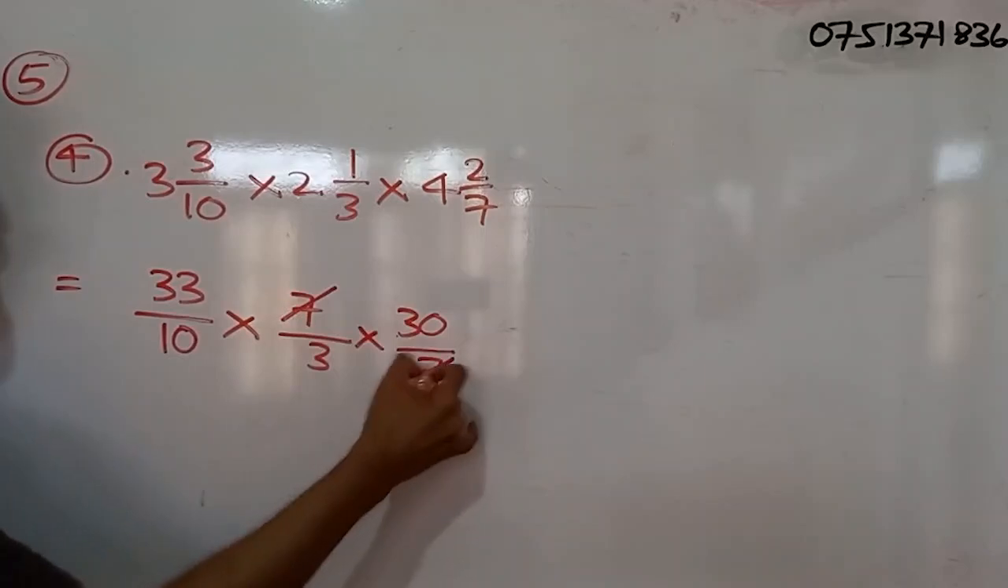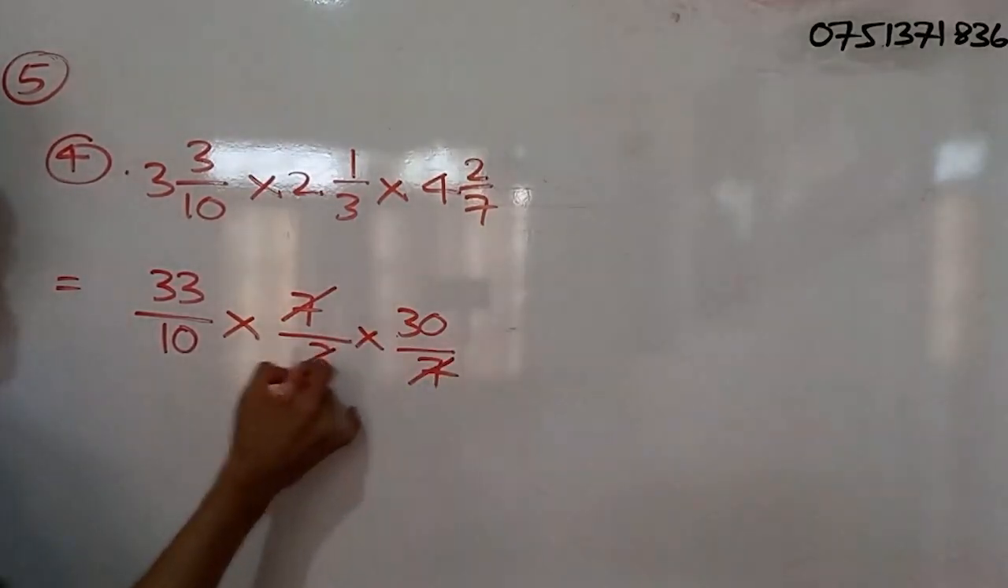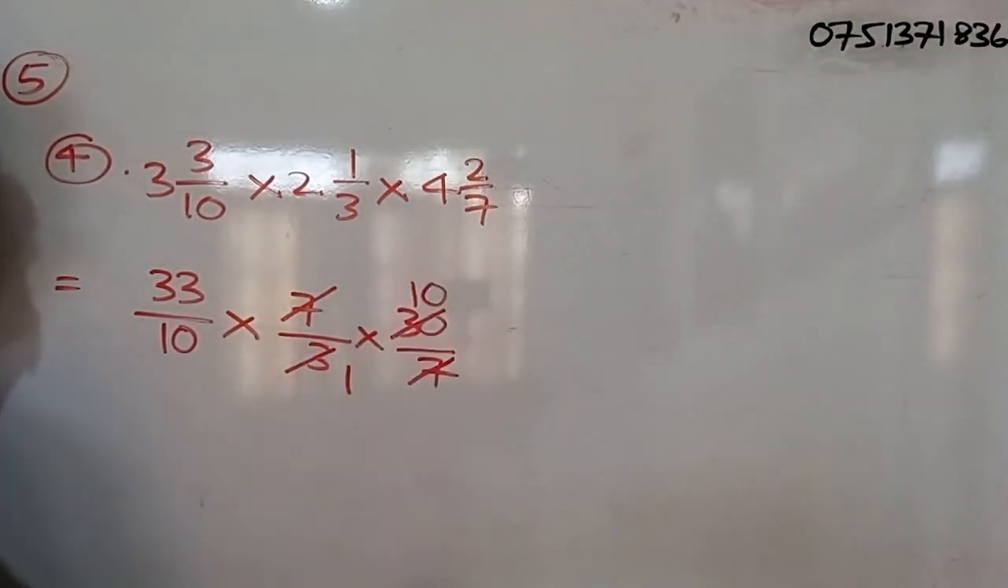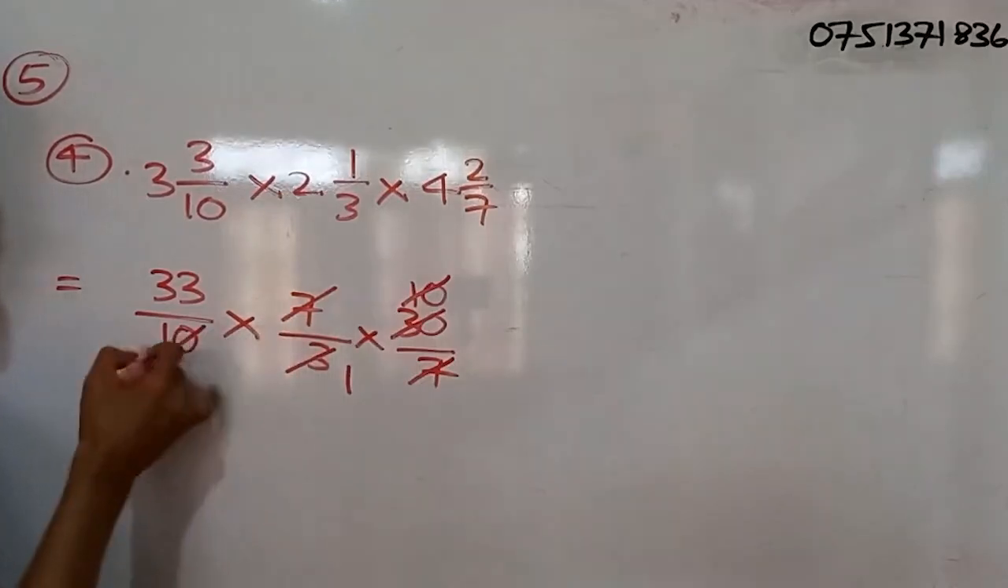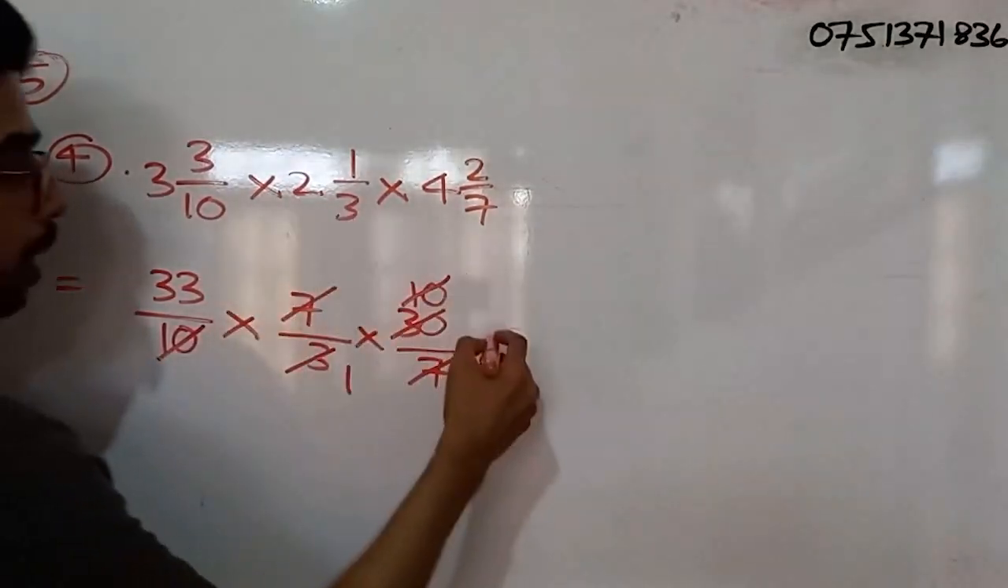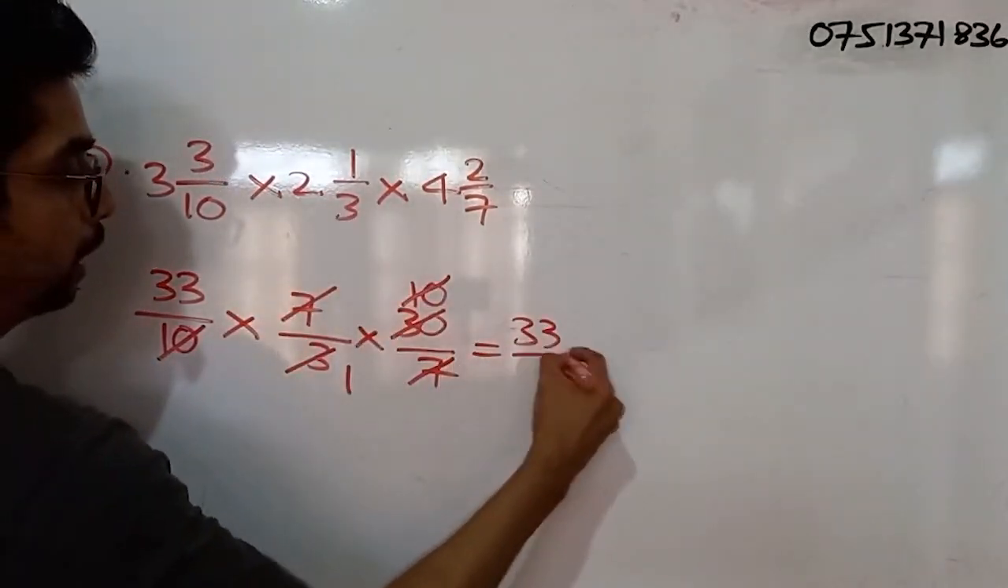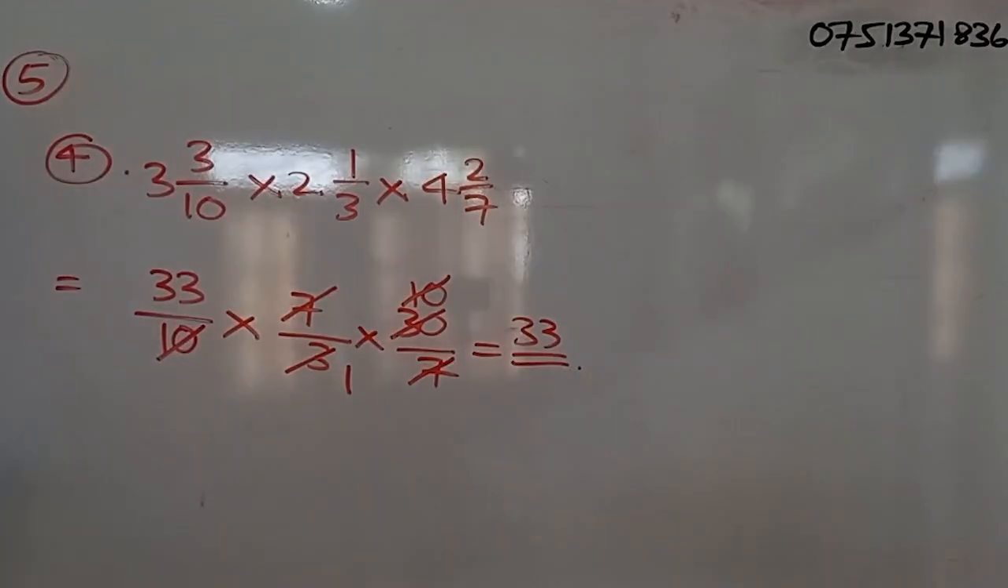So we can cancel out the 7s, right? So 3 times 1 and 3 times 10. And here we can also cancel out the 10. So in the top half, we only have 33. So 33 will be the answer.